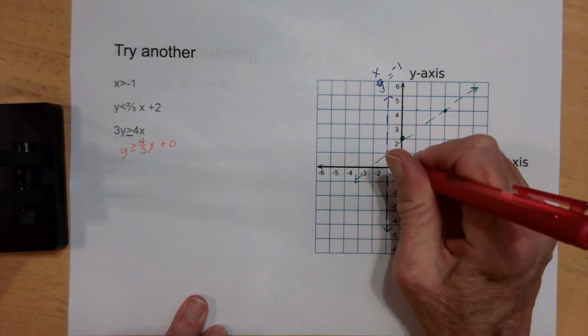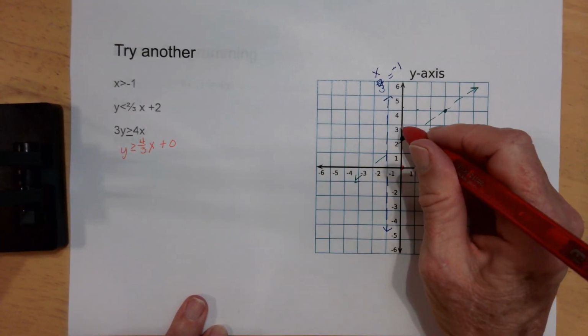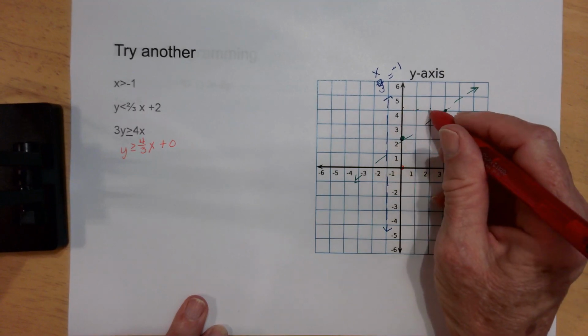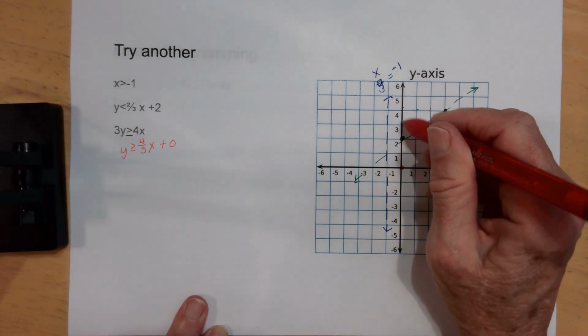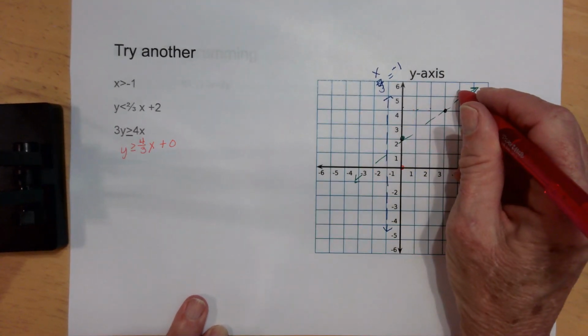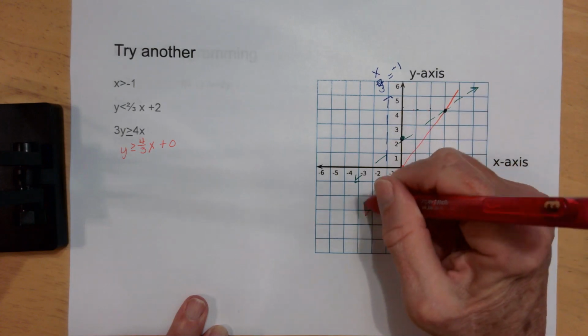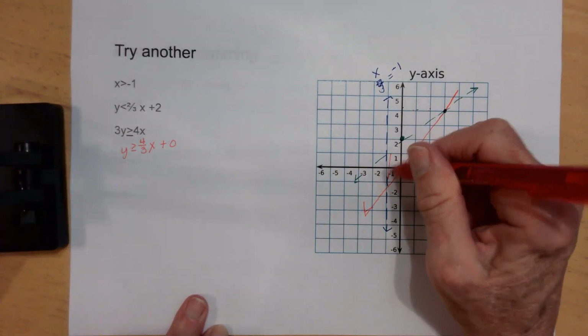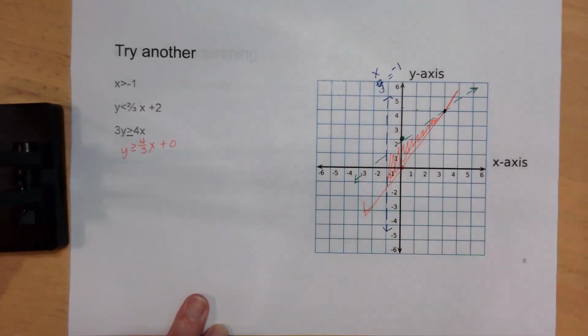So here's my y-intercept. And I'm going to go up 4, 1, 2, 3, 4, and over to the right 3, which is going to be right there. 1, 2, 3. Okay, so this is going to be a solid line through that. So the area they have in common is this little triangle right here.